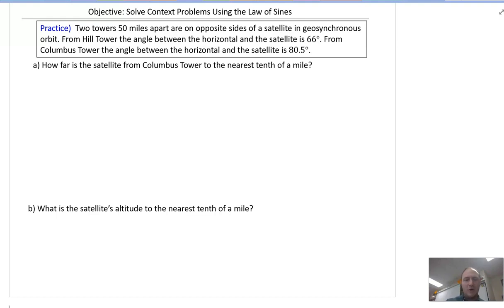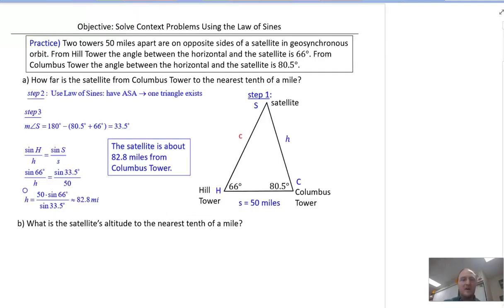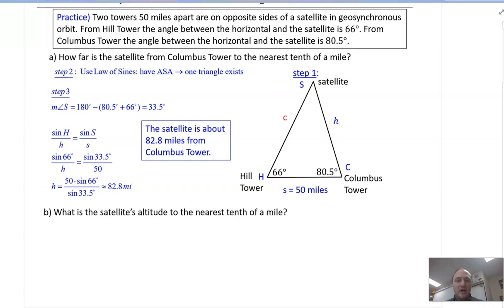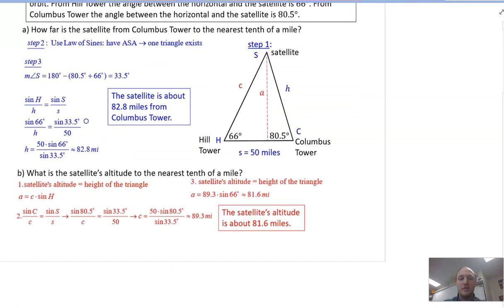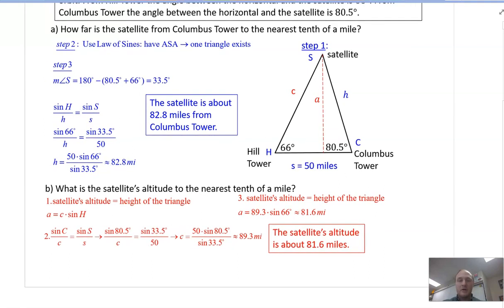Okay. All right. So hopefully you paused the video. Here is part A. Here's the solution. So there's an image. And then make sure, again, you placed your degrees in the correct location. So the satellite is about 82.8 miles from Columbus Tower, using the law of sines. Straightforward. And then altitude, part B. What is the satellite's altitude? Remember, that's height. So straight up and down. Hint, hint. And then here is part B. So hopefully you drew an altitude. You can use law of sines, or did you think about using SOHCAHTOA, right? I have all the given information now.